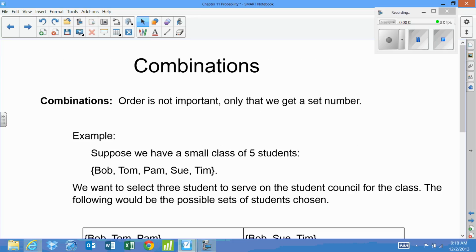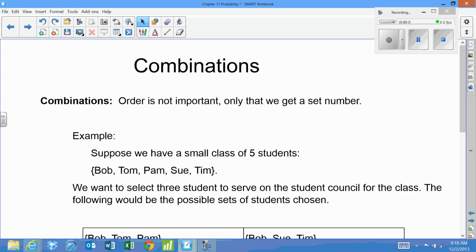Now let's look at combinations. Combinations are similar to permutations, except order is not important. So before, in a permutation, each person was assigned a specific job, and once they had a specific job, they cannot be assigned another job.